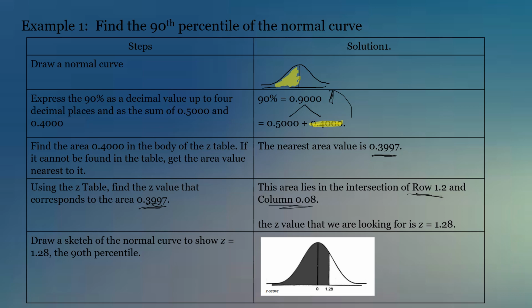Okay, so the Z value that we are looking for is Z equals 1.28. Dun sa ating sketch ng normal curve, shaded part is yung hanggang 1.28. So the shaded region is 90% of the distribution. Itong mga shaded part natin, that is the 90% of the distribution.